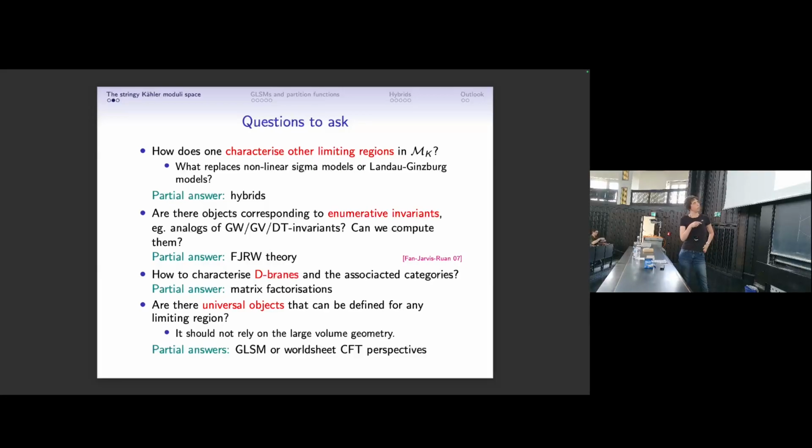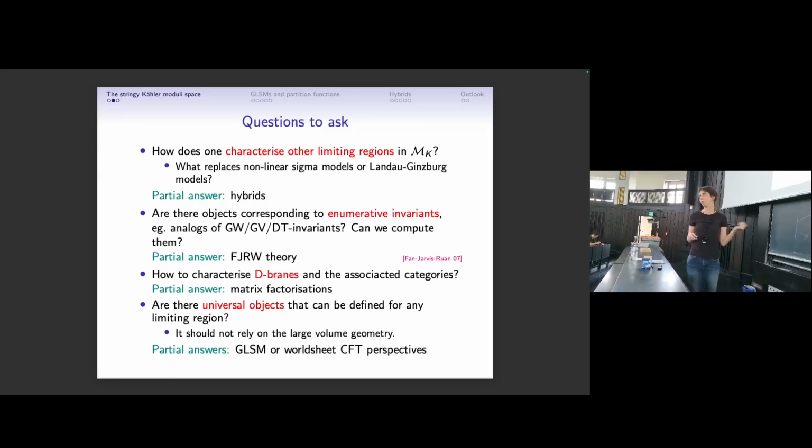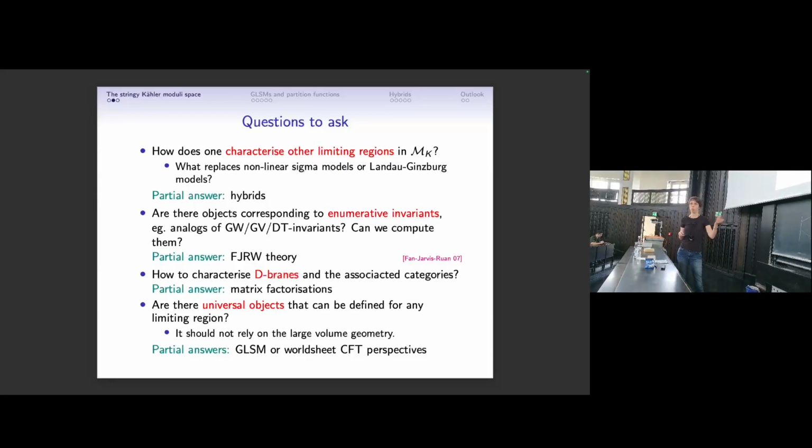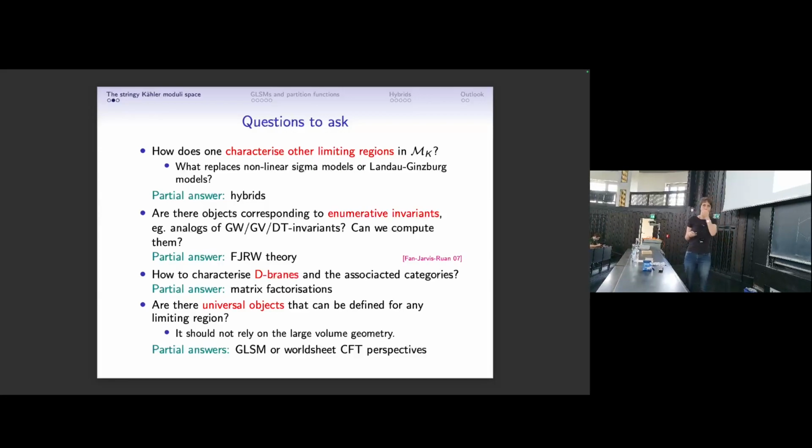Another question that we would like to ask is, what about D-branes? Again, in the geometric setting, we know D-branes quite well, especially the B-type D-branes. They are objects in the derived category of coherent sheaves, and they are very well understood. Also in Landau-Ginzburg theories, we know that D-branes are matrix factorizations, which is a non-geometric formulation. So the question is, what kind of formulation of branes can we have when we don't have a geometry?